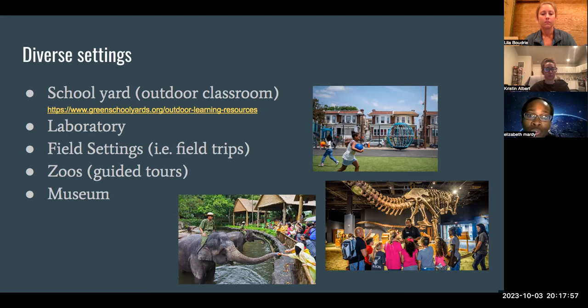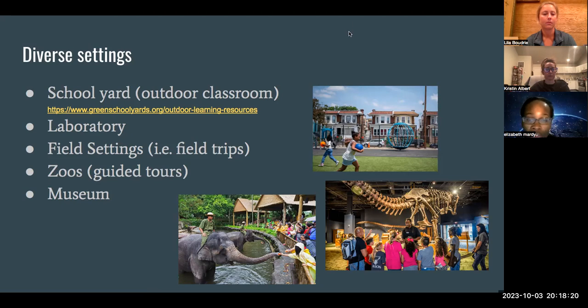You can actually use the schoolyard as an outdoor classroom, so you can also incorporate different subject matters such as reading, writing, math, civics, history, art, and drama. And there are actually a good amount of available resources if you are curious to get started. The link is right below in the slide.